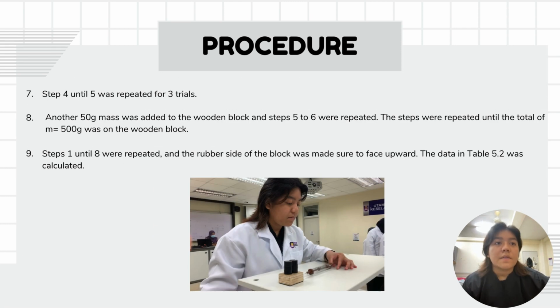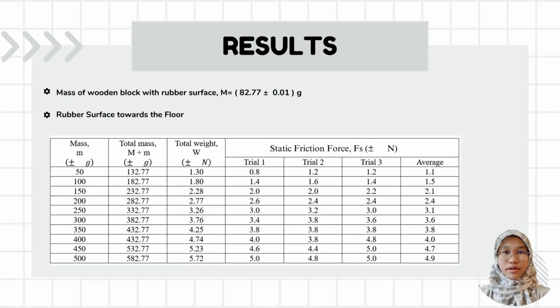Steps 4 to 5 were repeated for 3 trials. Another 50-gram mass was added to the wooden block, and steps 5 to 6 were repeated. The steps were repeated until a total of 500 grams was on the wooden block. Lastly, steps 1 to 8 were repeated, and the rubber side of the block was made sure to face upward. All of the data in table 5.2 was calculated. Here are the results that we obtained from the experiment.